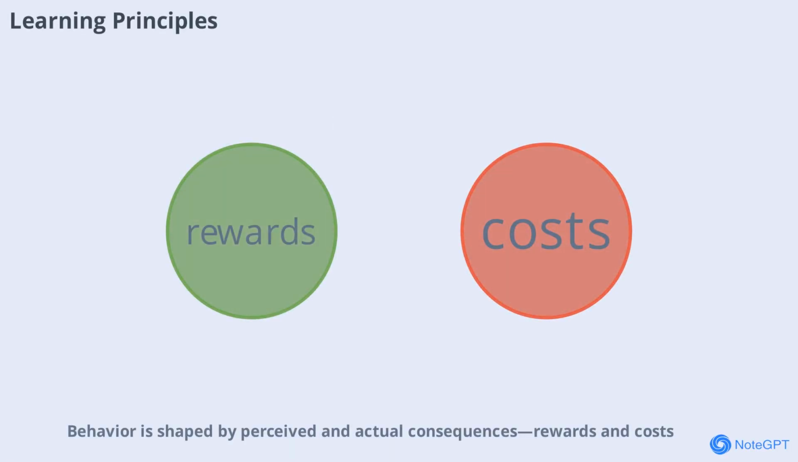Behavior is shaped by perceived and actual consequences, rewards and costs. Rewards increase the probability of behavior, while costs decrease it. These can occur before or after the behavior. For example, an unlocked car signals low cost and high reward, increasing the temptation for theft. Individuals differ in what they value, what they fear, and how they respond to social reinforcement.